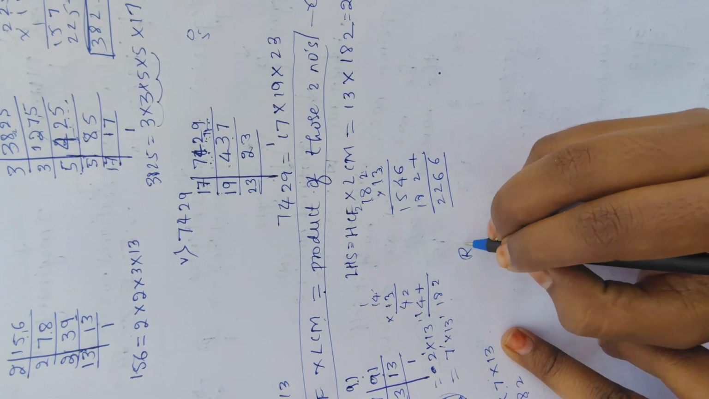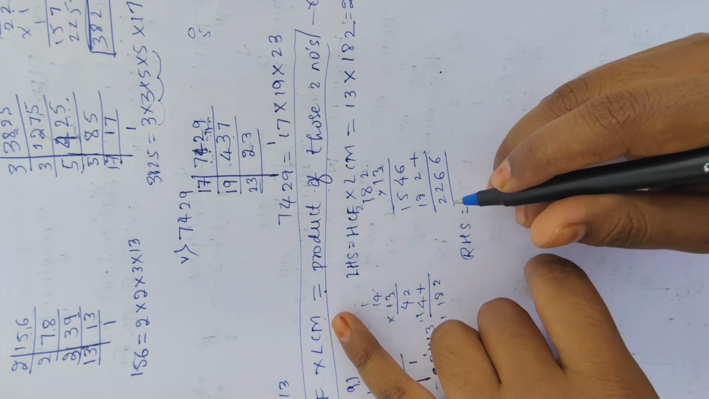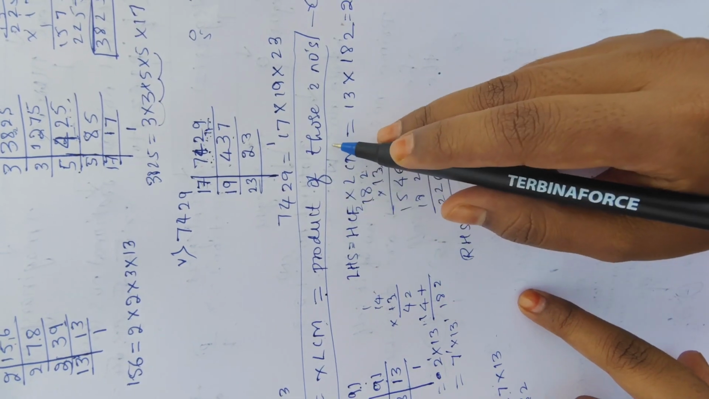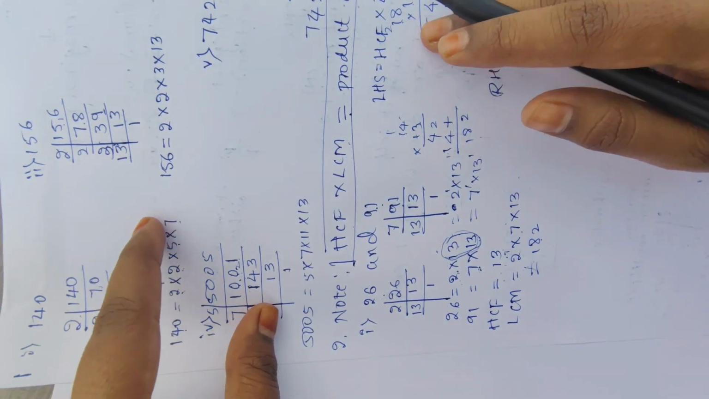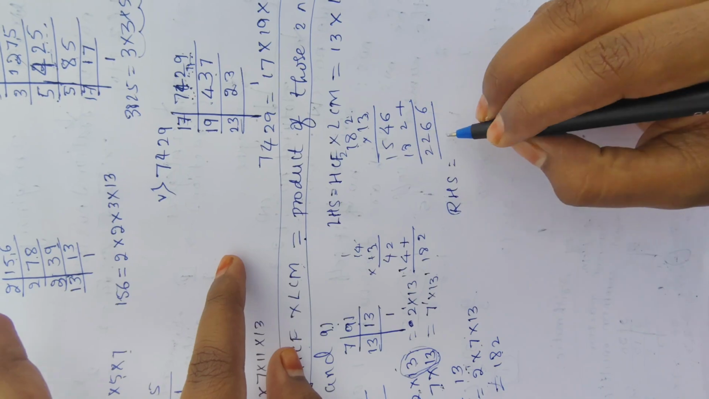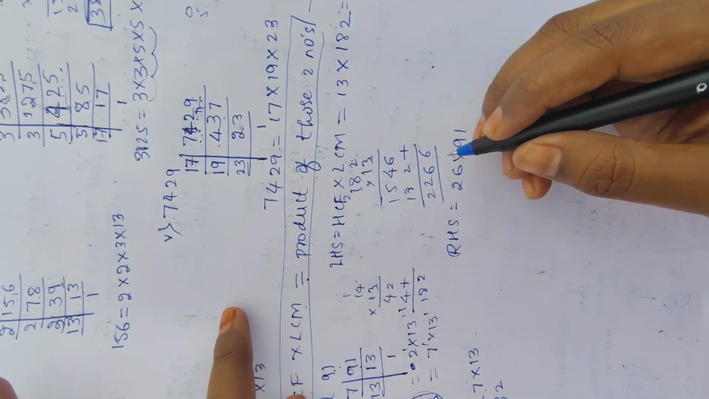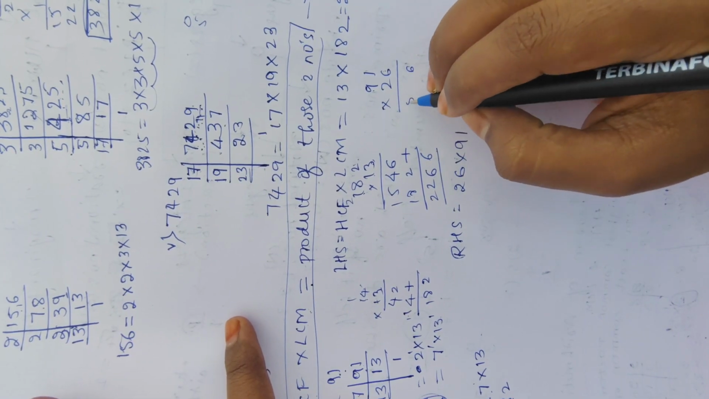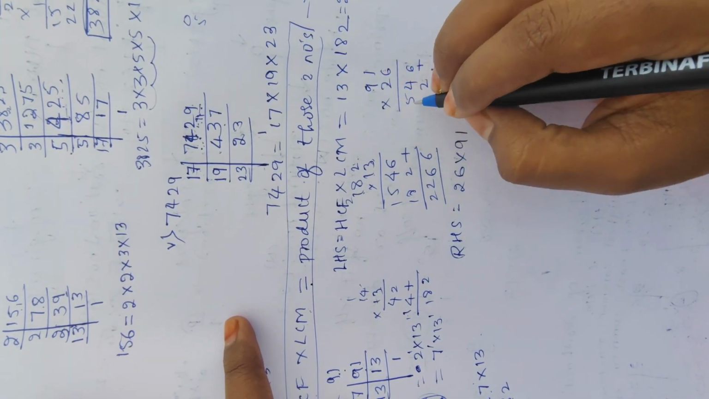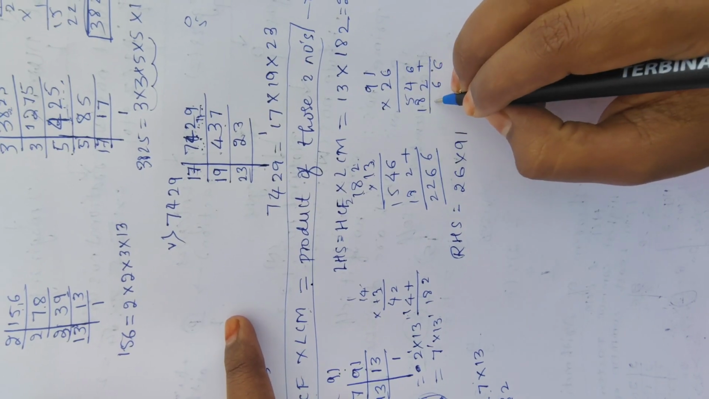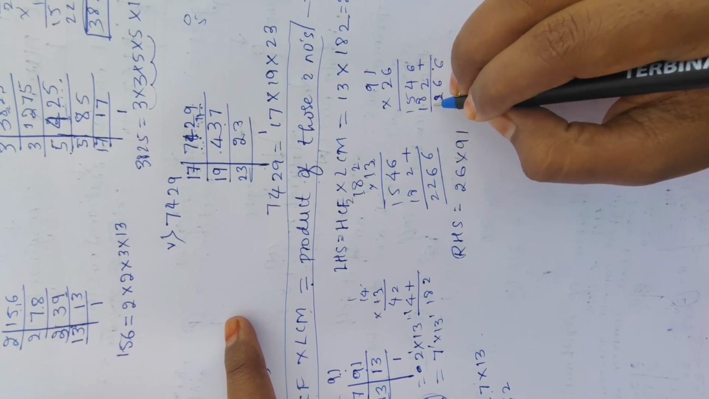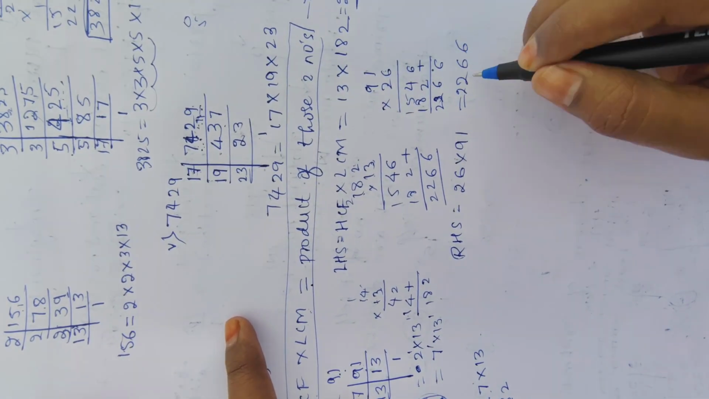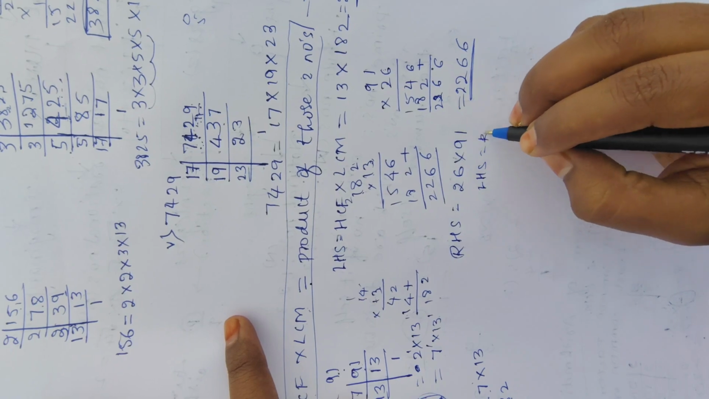In the same way, RHS is equal to the product of those numbers. The product of those two numbers means whichever are given in the question, we have to take those two numbers, 26 and 91, and do the multiplication. 6 ones are 6, 9 sixes are 54, plus 2 ones are 2, 2 nines are 18. We get 2366. Yes, RHS also we got the same answer. LHS is equal to RHS.